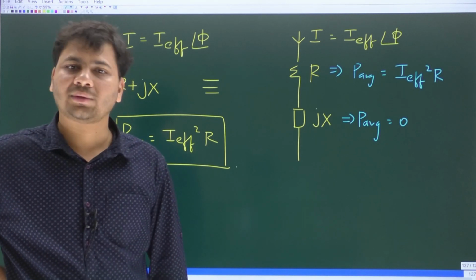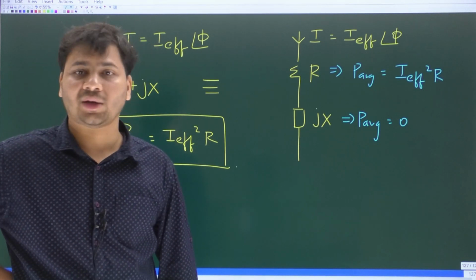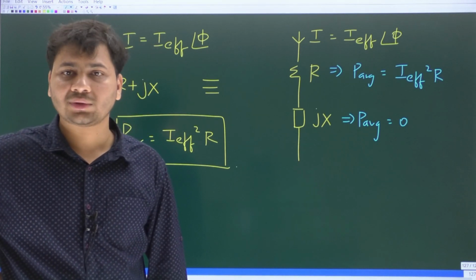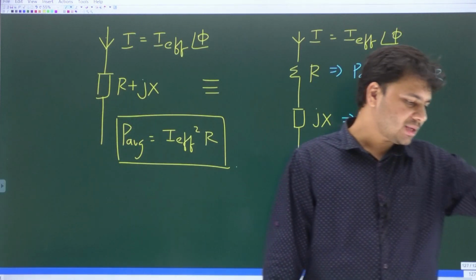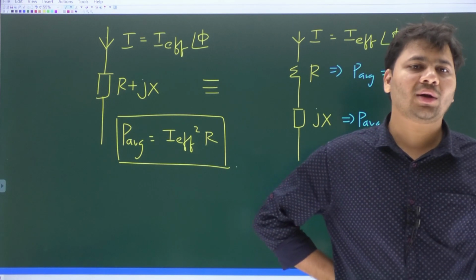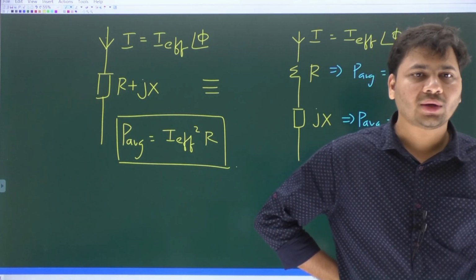Whatever be the half cycle, whether it is positive half cycle or negative half cycle, the resistor will always absorb energy from the source. Okay. So the point is, it's only the resistive part of the impedance that will contribute to average power absorption. Okay.